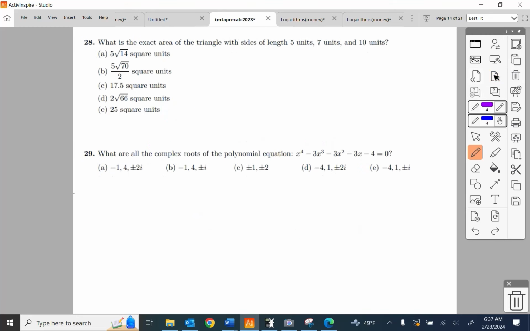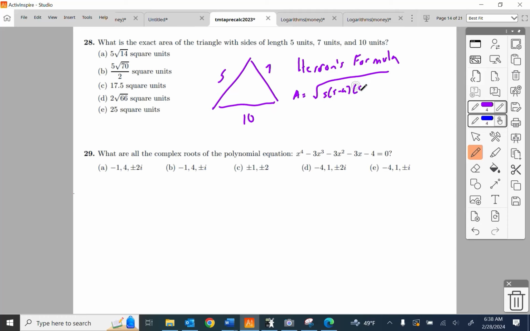What is the exact area of a triangle with side lengths 5, 7, and 10? So it's just a triangle. They don't tell you much about it. And what you do is you get to use Heron's formula, which most of you know. It says area is the square root of s times s minus a times s minus b times s minus c, where s is a plus b plus c over 2. That's how hard this thing is. It's not a hard problem.